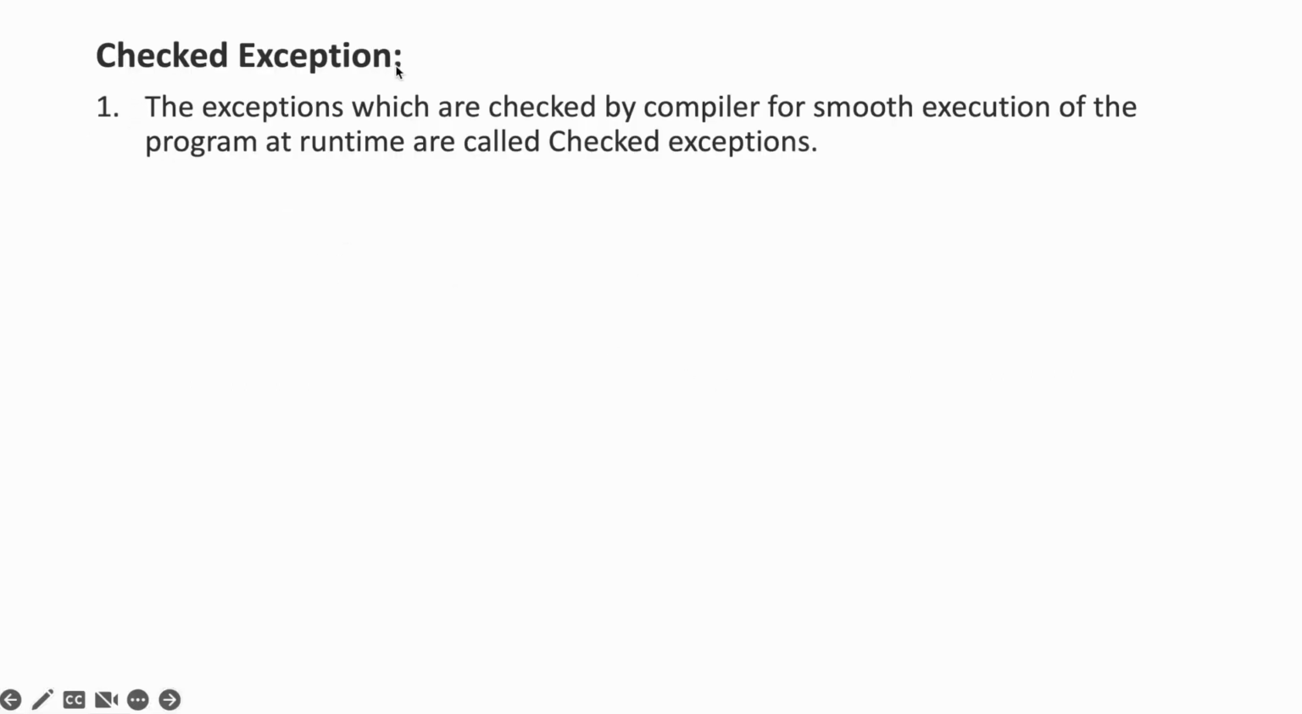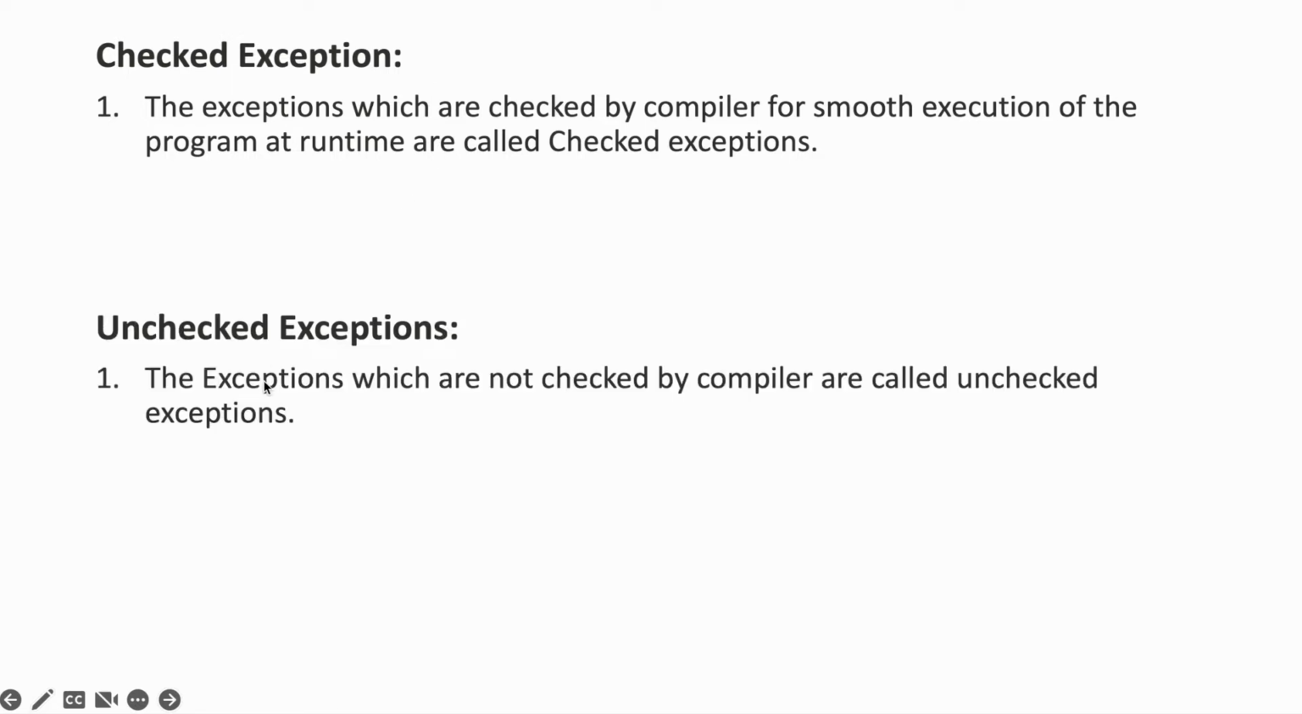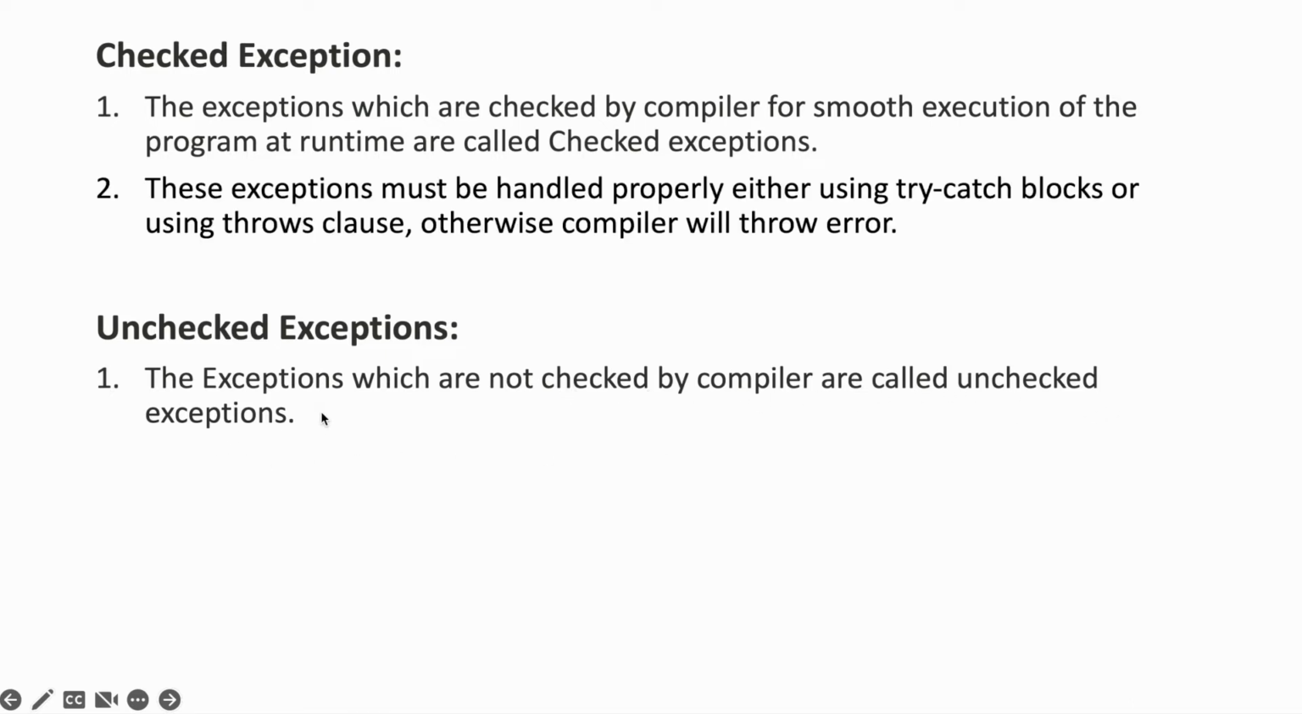Checked exceptions. The exceptions which are checked by the compiler for smooth execution of the program at runtime are called checked exceptions. That means the compiler will check for the exceptions at the time of compilation. That kind of exceptions we can say are checked exceptions. Unchecked exceptions. The exceptions which are not checked by the compiler are called unchecked exceptions.